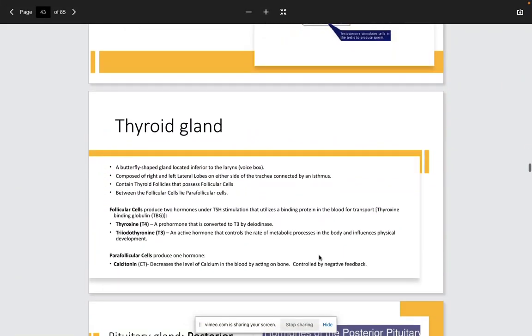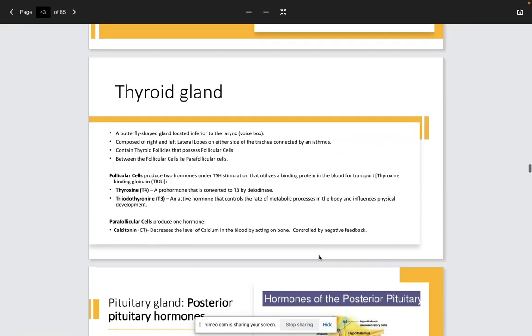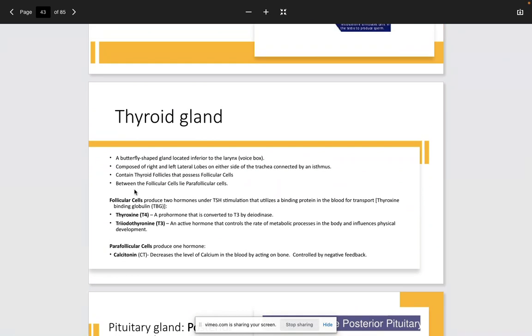Thyroid gland, we're going to get into the cells here. The thyroid gland is a butterfly-shaped gland located in the inferior portion of the neck, at the larynx. It has a right and left lobe on both sides of the trachea. Go up to your neck and feel where your trachea is. You can't exactly feel the trachea, but you can feel your neck area. On the right and left side is where your thyroid gland is.